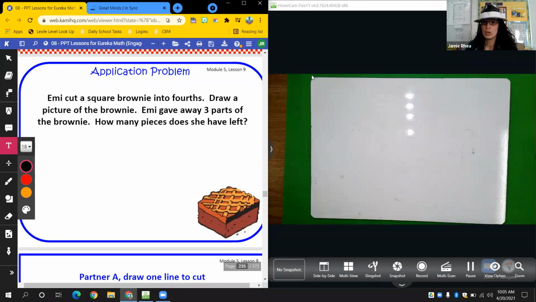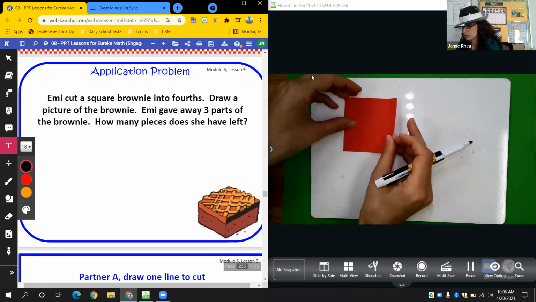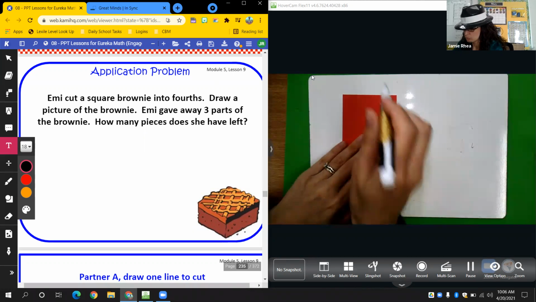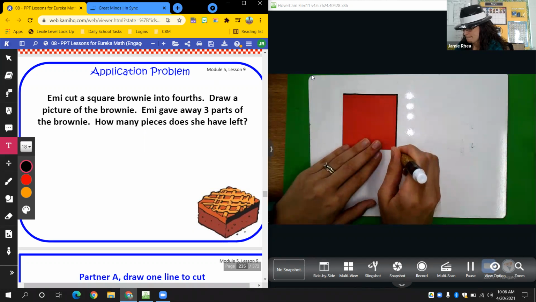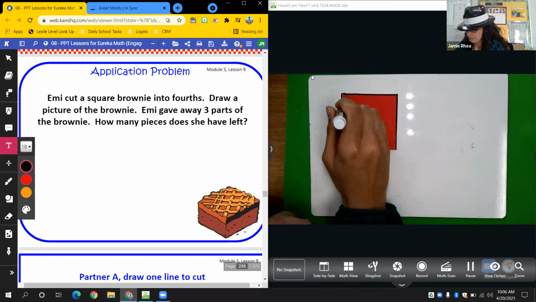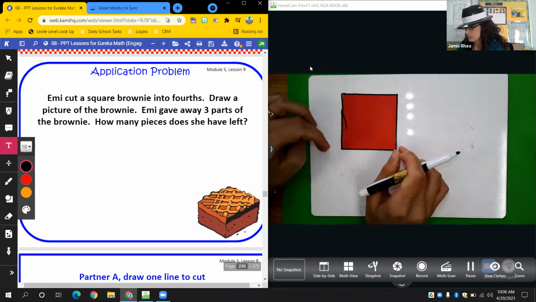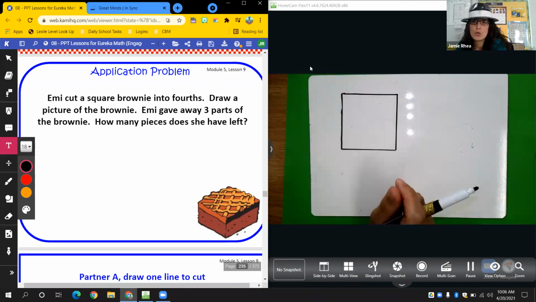Well, let's draw a square first, okay? And I'm actually going to use my sticky notes to help me draw one. You can just do the best you can, it's kind of wonky. All right, so I'm going to draw my square. Okay, there's my square. Now it says that I'm going to cut it into fourths.